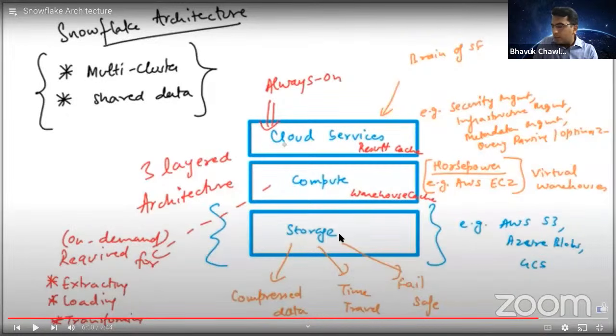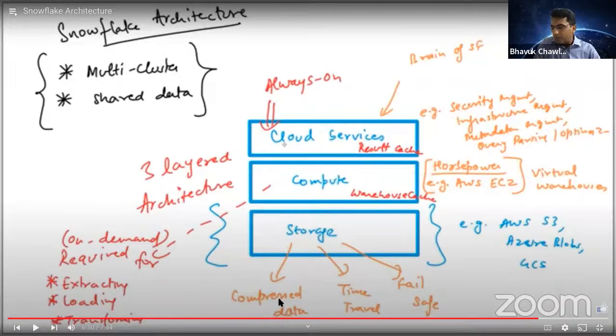One layer is the storage layer, another one is the compute layer, and the third layer is the cloud services layer. The storage layer is actually storing your data, and it's like infinite storage. You can store any amount of data. In traditional data warehouses, we struggle a lot with the amount of storage that we have, because this is a cloud-based data warehouse, so storage is not limited. You can have data here, and then you have data for time travel also.